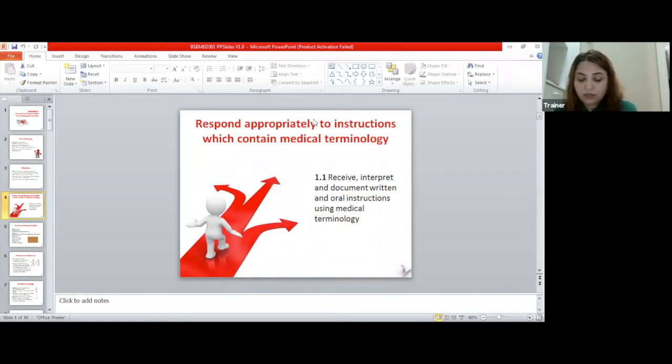Another common thing you will hear is COPD. COPD stands for chronic obstructive pulmonary disease.